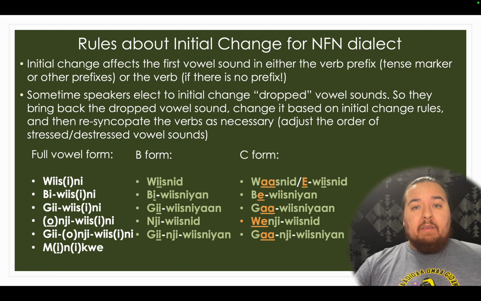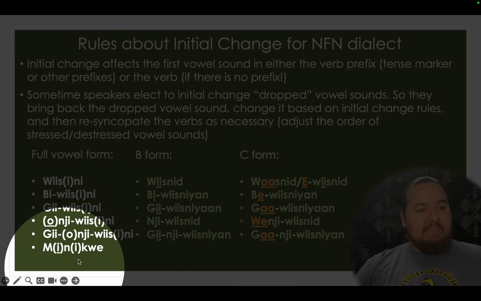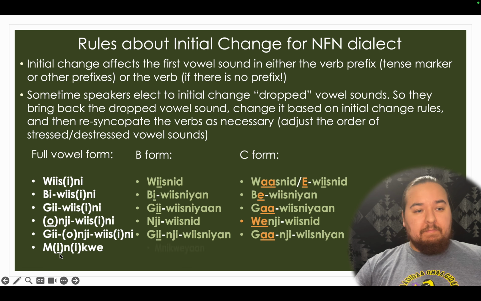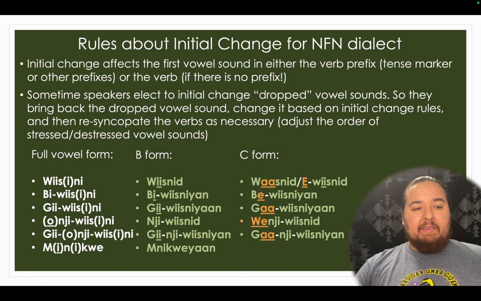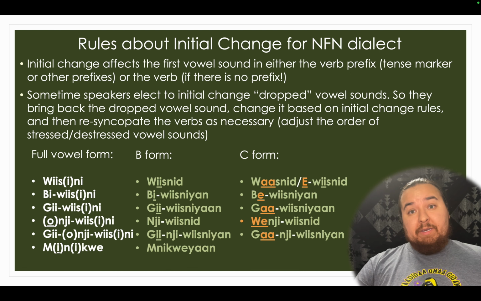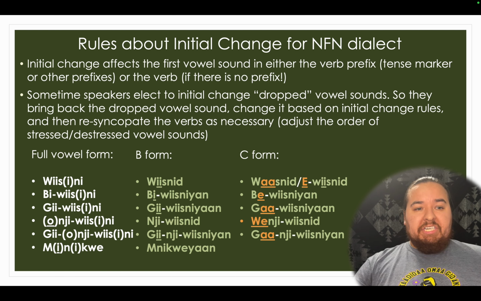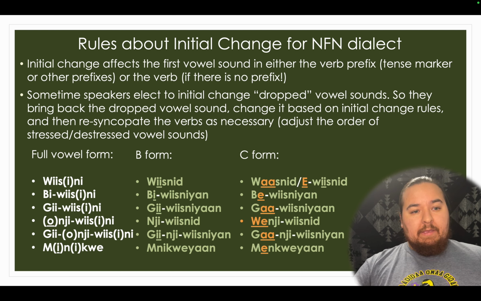Lastly here, our verb for drinking, she or he is drinking, nikwe. We have a secret I sound in between the M and the end. And it's underlined, so that's the intended vowel sound we're changing. So normally in Nipissing, we'd hear this nikwe, nikwe yan. So talking about ourselves drinking. So we change an I sound to an E sound. So menkwe yan. So that's our C form version.